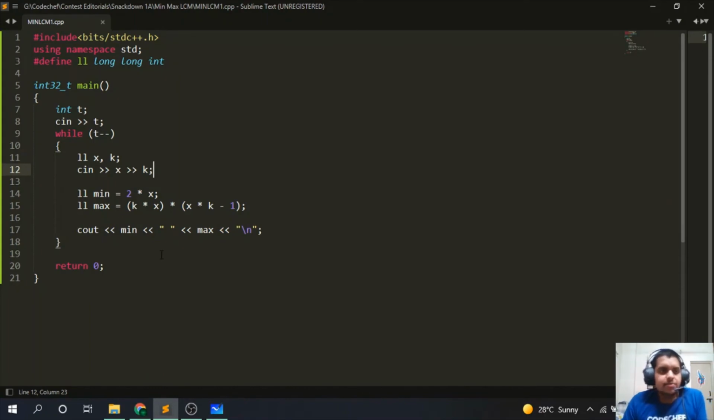Here we are at the implementation. First we take input the two integers x and k, and then we simply write min is equal to 2 times x and max is equal to k times x times (k times x minus 1). This is the maximum number and the second maximum number in the series. In our example, these were 12 and 11. We just output min and max with cout, and this will give you a correct answer.